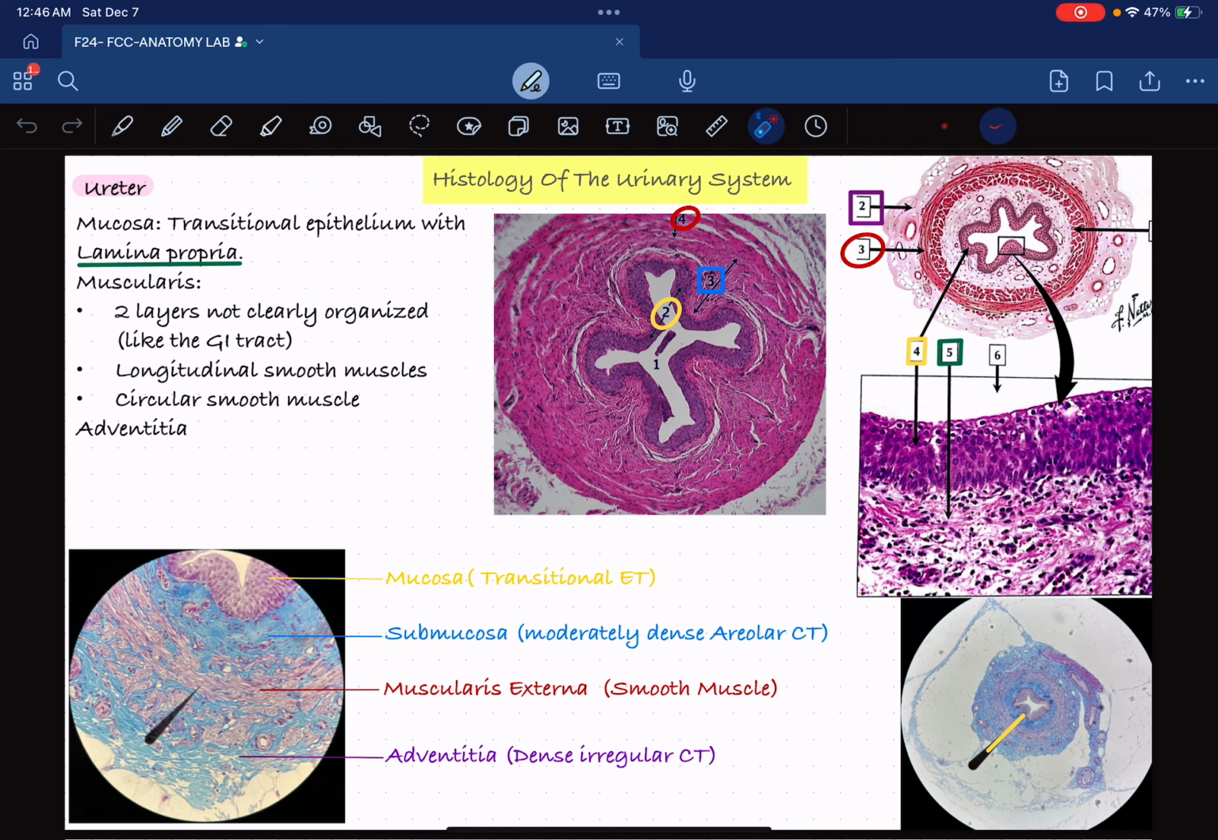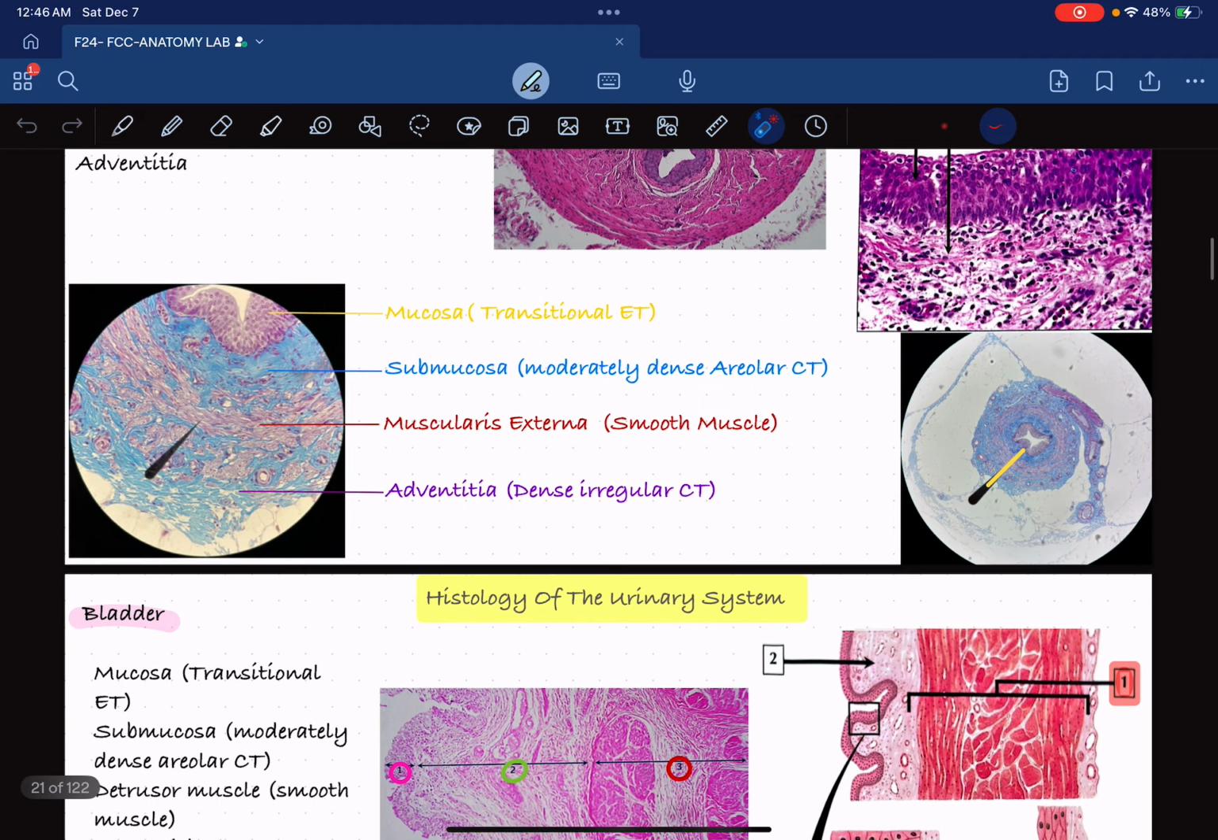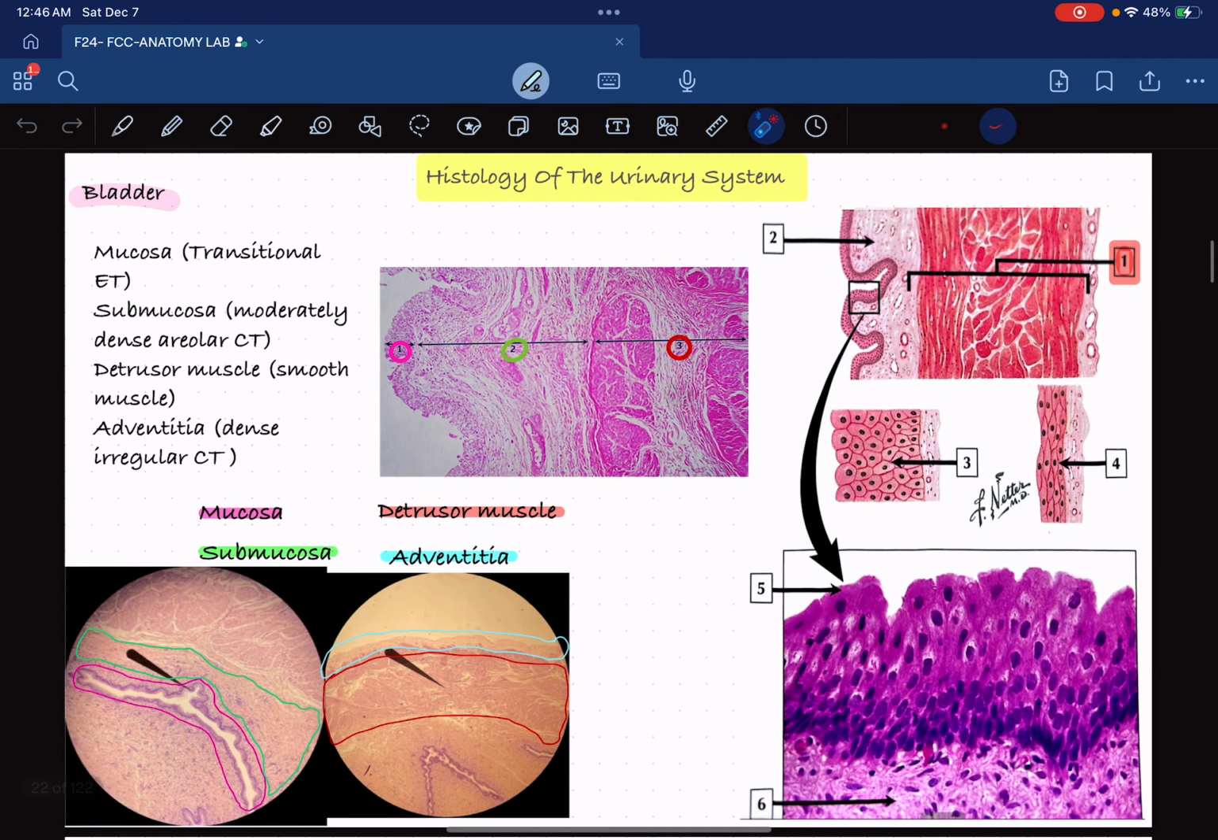Muscularis, there are 2 layers. They're not clearly organized. There's longitudinal smooth muscle, and there's also circular smooth muscle. That can be identified here in the dark purple. The adventitia is found outside of the muscularis externa, and it can be found right here, also over here. That is the ureter. Moving on, the histology of the urinary system of the bladder.